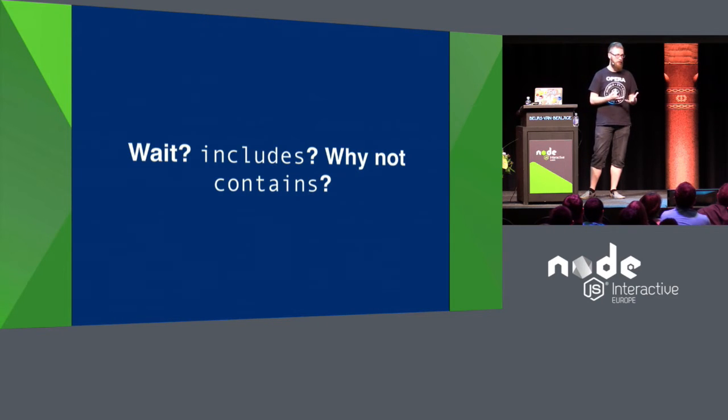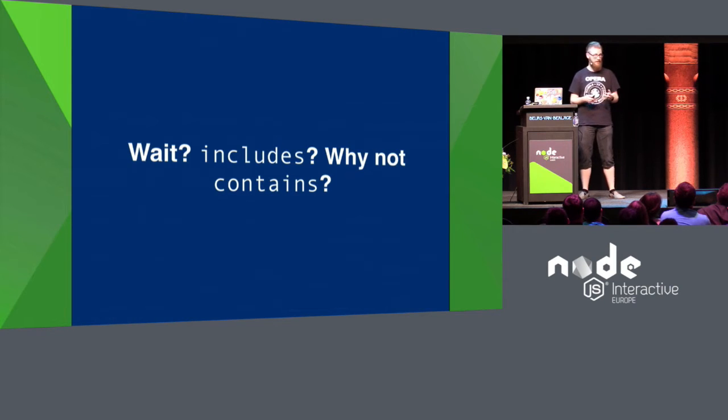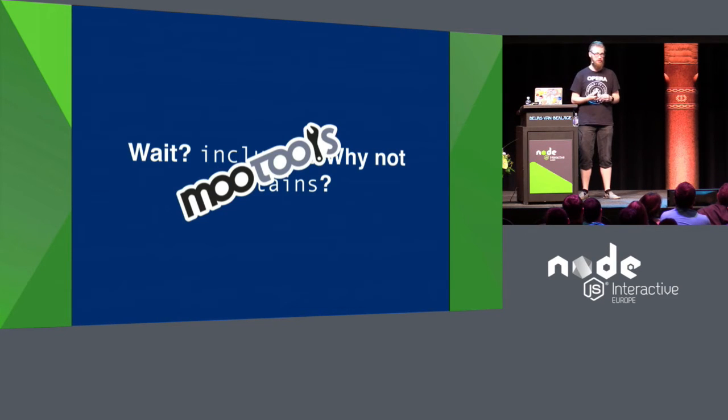But some people would think, well, why includes? Why not contains? Contains makes a lot more sense. It's, well, because MooTools. MooTools has a thing that they like to extend the prototypes, and they created something called Array.prototype.contains, and it basically did something that wasn't supposed to be doing.